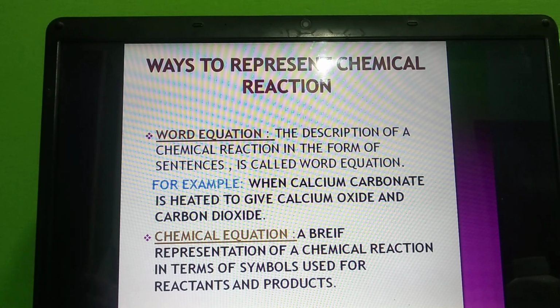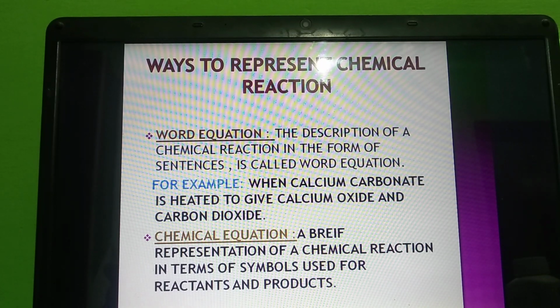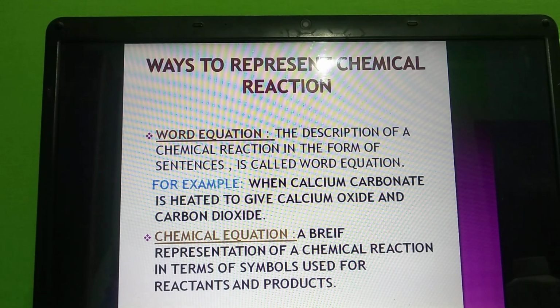What is a word equation? The description of a chemical reaction in the form of sentences is called a word equation. For example, when calcium carbonate is heated, it gives calcium oxide and carbon dioxide. So students, in a word equation, basically we are using sentences.